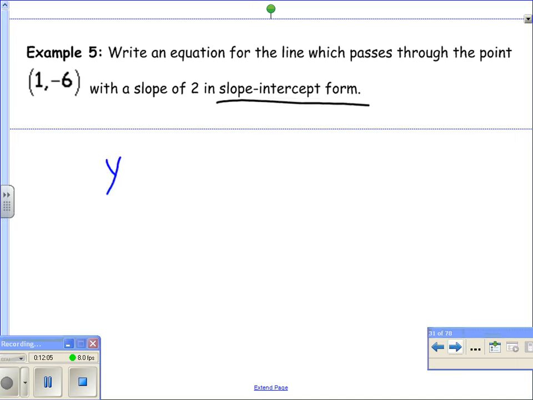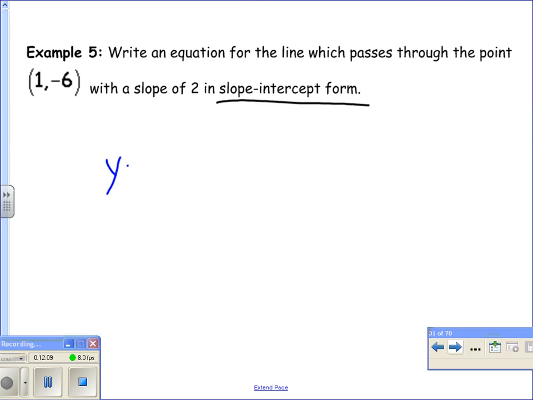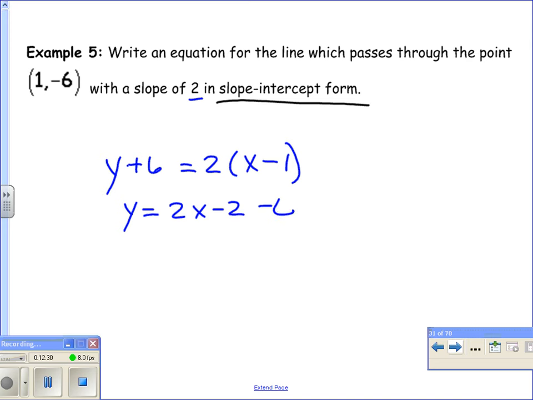So given this information, we can start out in point slope form and just change that. So y minus, the y value is -6, so we're going to take y plus 6 equals our slope, which is given to us as 2. And then x minus our x value is 1. So we end up with y is equal to 2x minus 2 minus that 6 that I move over. And so the slope-intercept form of this equation is y equals 2x minus 8.